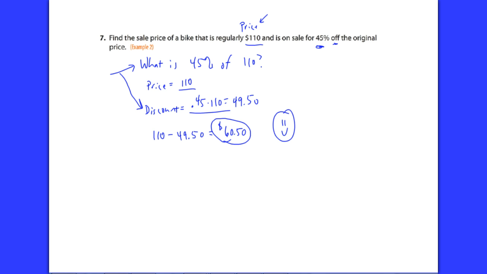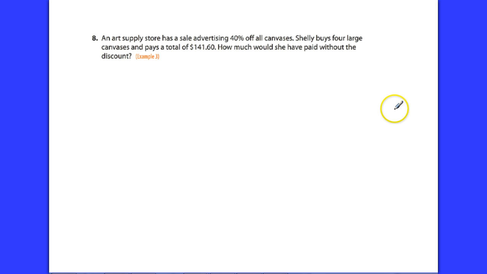And like I said, let's keep going and look at number 8, though this one actually gets a little bit trickier, and I'll show you what I think is the easiest way to do this. And I'll show you why it's tricky in a moment. So here you have an art supply store that has a sale advertising 40% off. Okay, so there's the discount. The discount is 40% off the original price. She buys 4 and she pays a total of 116.